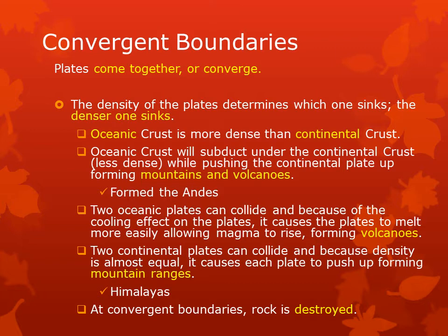When two continental plates collide, the density is almost equal, so it causes the plates to push each other up, forming mountain ranges, which is exactly how the Himalayas formed. You had the Eurasian plate and the Indian plate, both continental plates, equal density, hitting each other and pushing each other up.